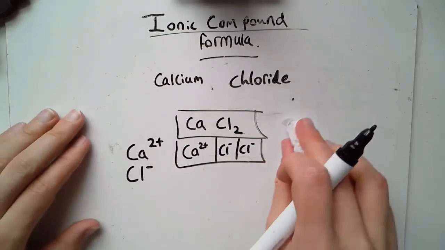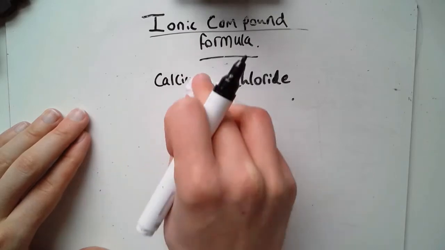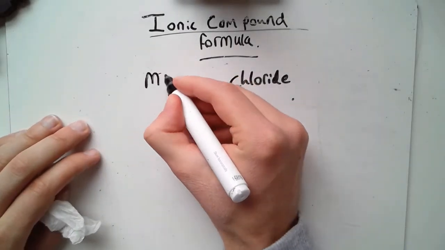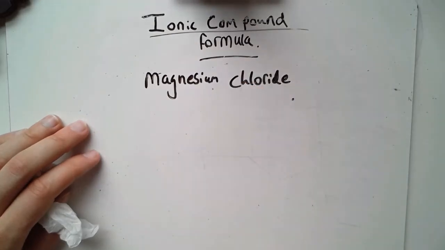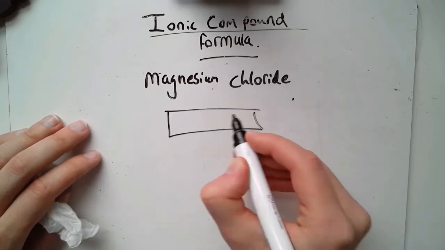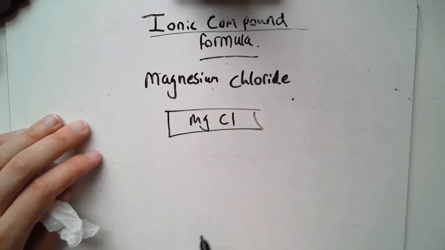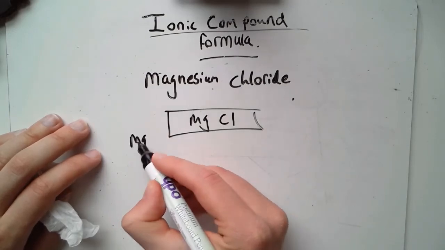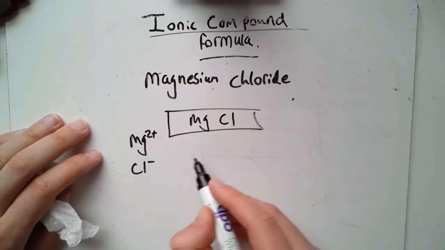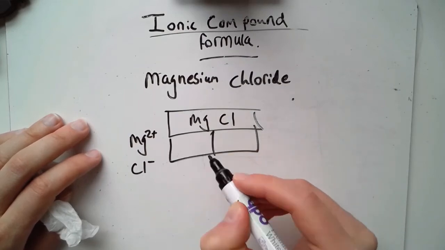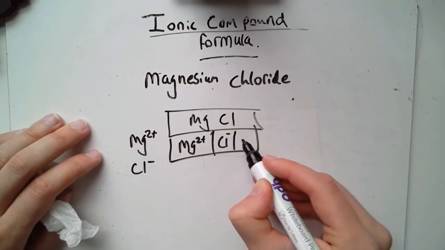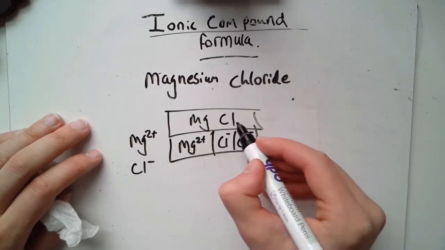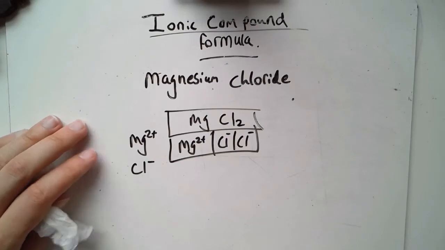What I want you to do now is have a go. Pause the video when I've written this up, and have a go working out the formula for magnesium chloride. Pause the video now, have a look. Okay, so going through the steps, make sure you've got that. Okay, that's what you should have got.